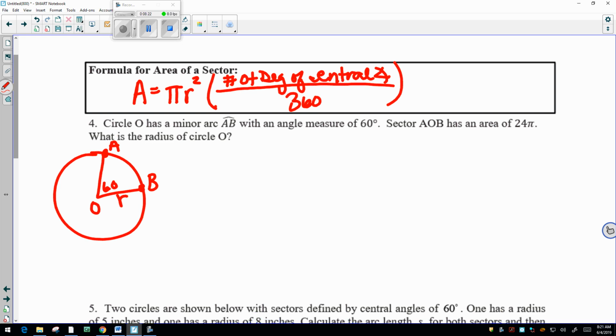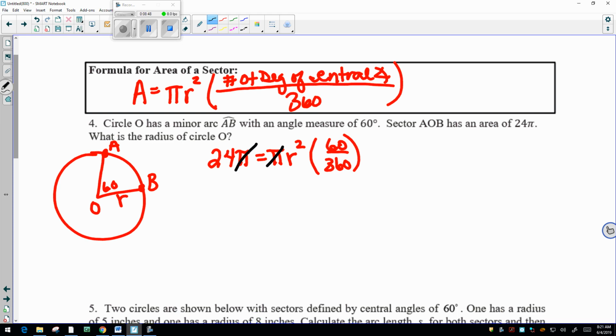Okay, so we have our formula up above. We know the area, so I'm going to replace that with 24 pi. It should be equal to pi times radius squared. We don't know what the radius is, so I'm leaving that r. And then we're going to multiply that by the number of degrees of our central angle over 360. Okay, so again, like in our last one, pi's would divide out. In our last one, we reduced that 60 over 360 to make our calculations a little bit easier. So we said that reduces to 1 over 6, and we have r squared.